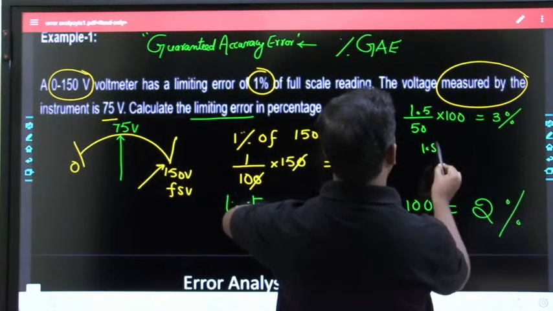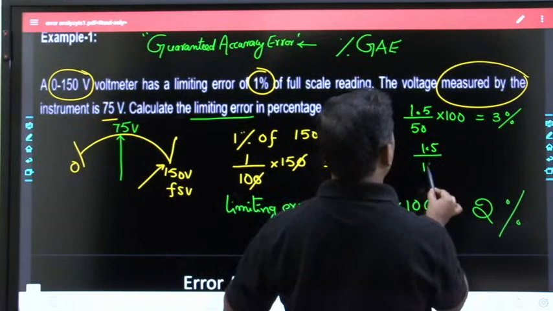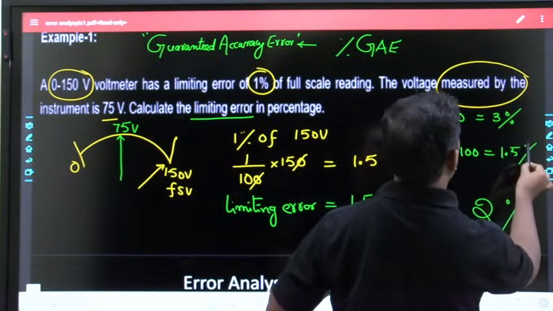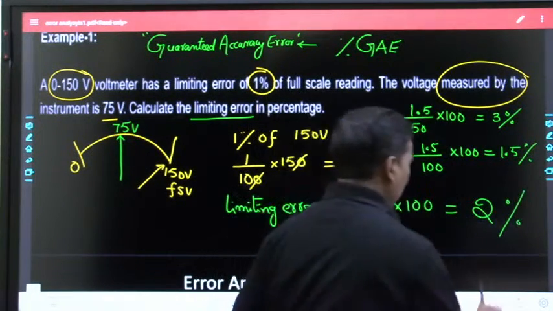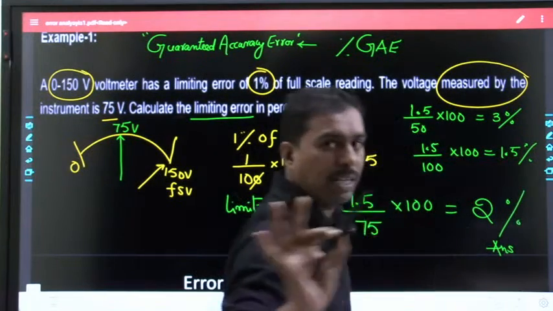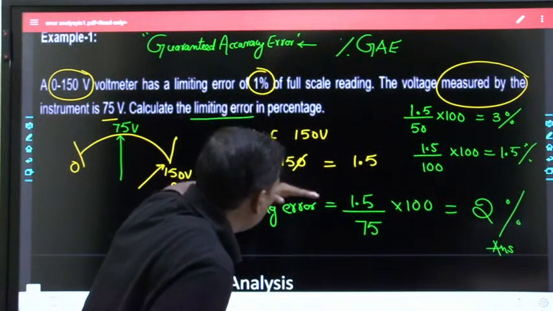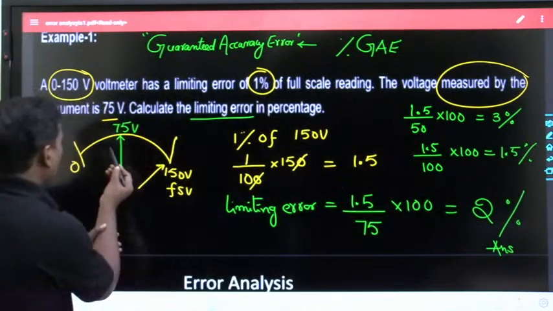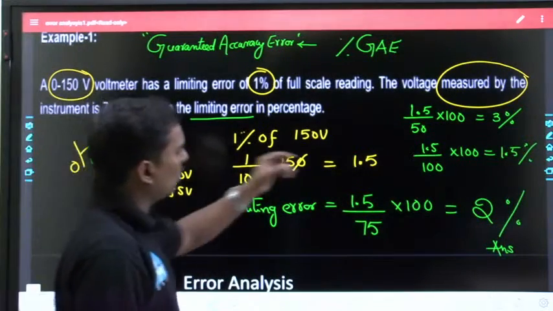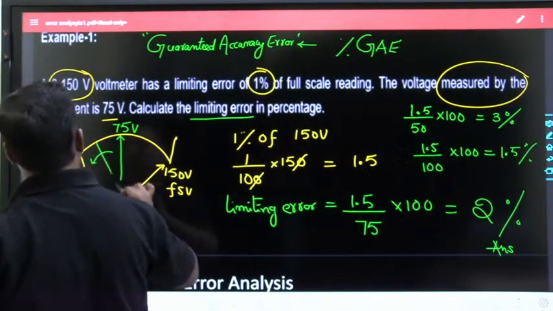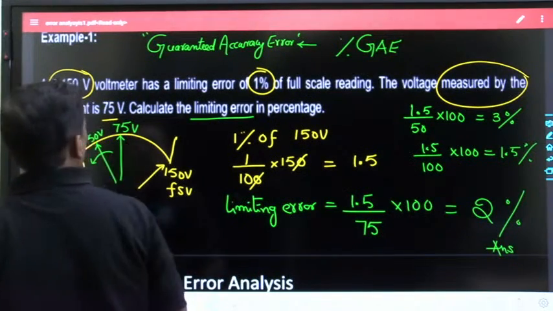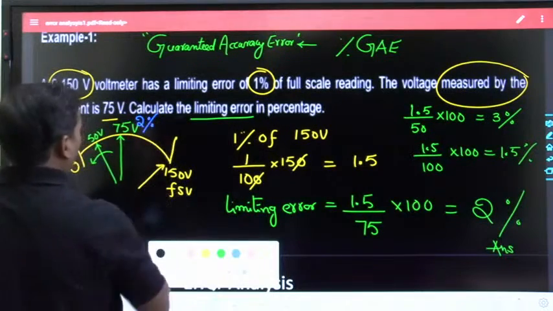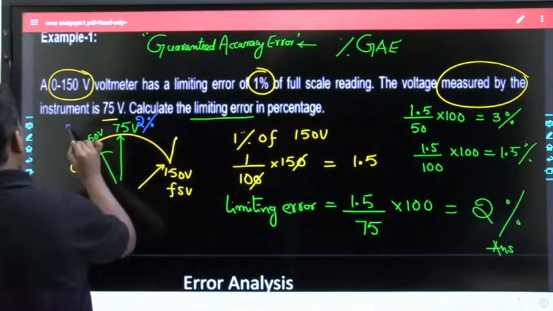Suppose you are measuring for 100 volts. Error kitna ho raha hai? 1.5% ho raha hai. Okay, answer toh 2% hai. What I want to explain here is, if you are expressing the limiting error at 75, 2% is the error. If you are expressing the error towards zero, that means for 50 volts, what is the error? For 75 volts, the error is 2%. For 50 volts, the error is 3%.